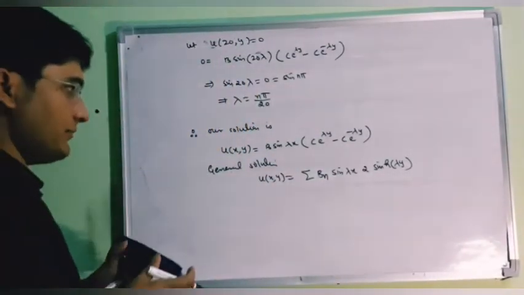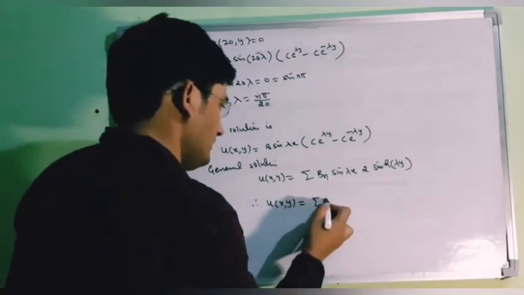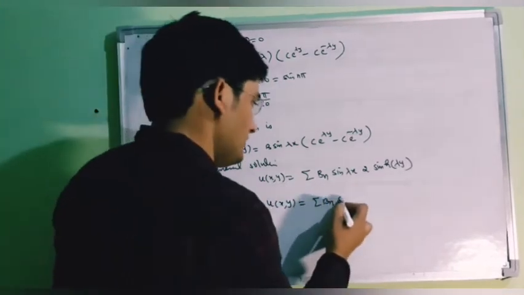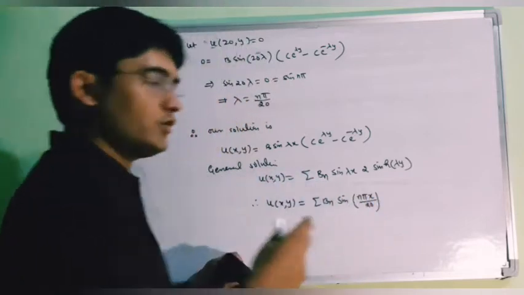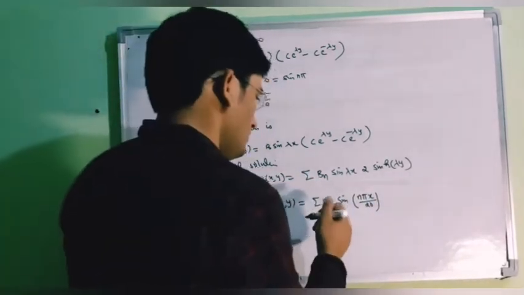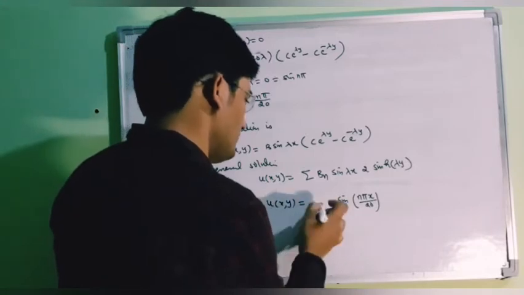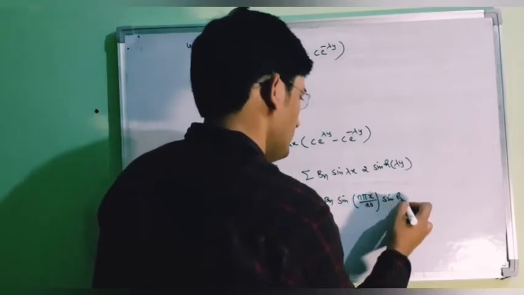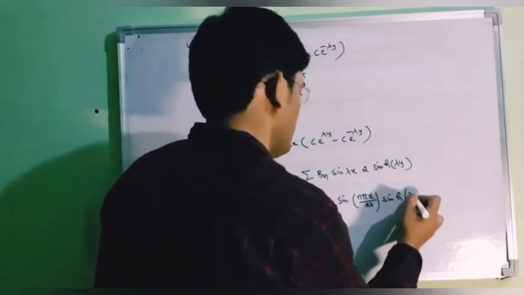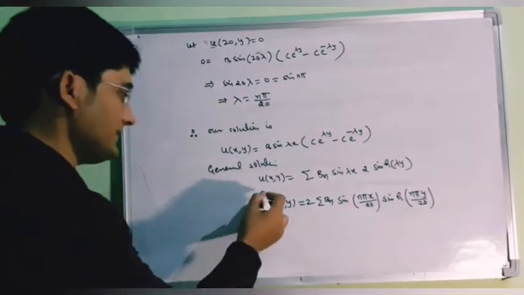So if you put the value of λ, therefore your u(x, y) will be bn sin(λx), where λ was nπ/20, and 20 is the length of the edge, into 2 times bn sinh λy, where λ is nπ/20. So this is your solution in this case.